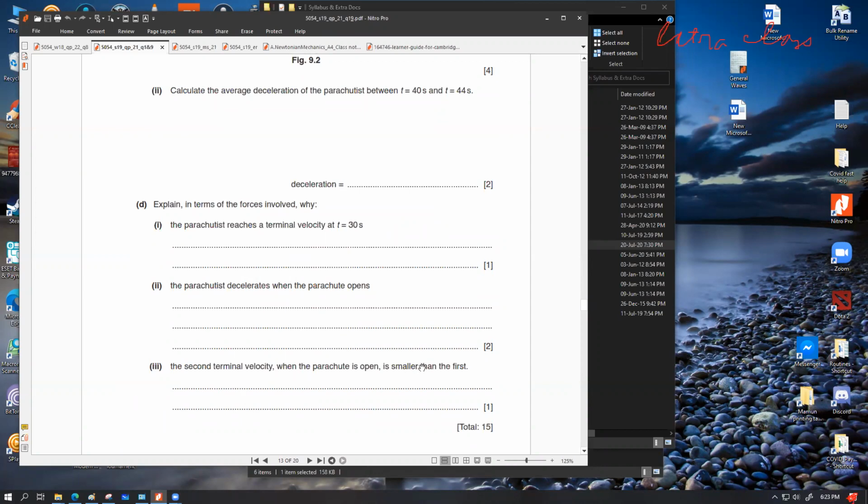D3. Explain in terms of the forces involved why the second terminal velocity, when the parachute is open, is smaller than the first. Okay. Explain in terms of the forces involved. So somehow we have to use the forces involved. This is how I would write this answer, word by word.